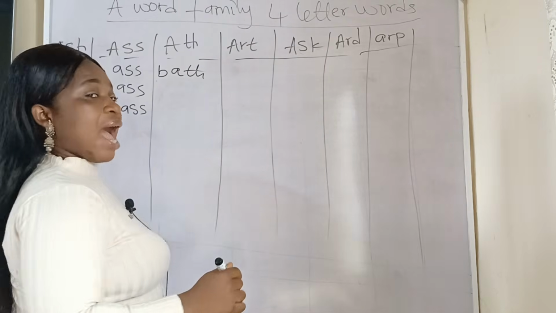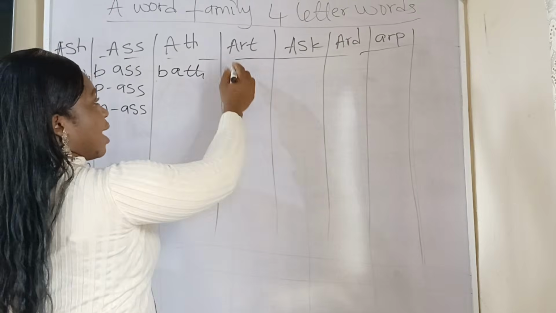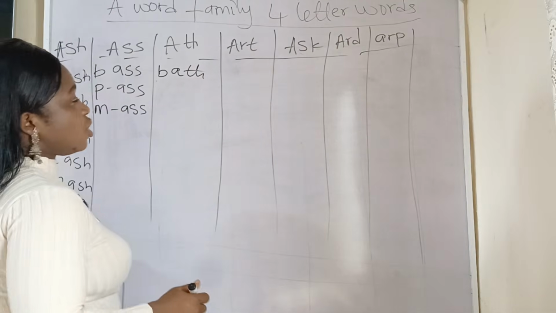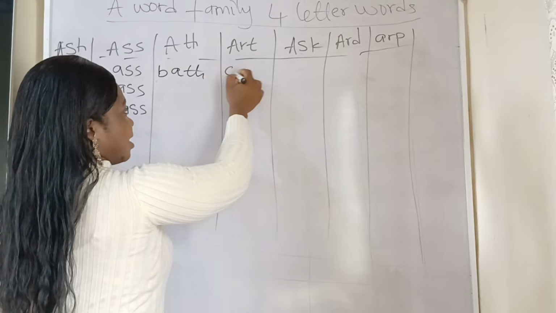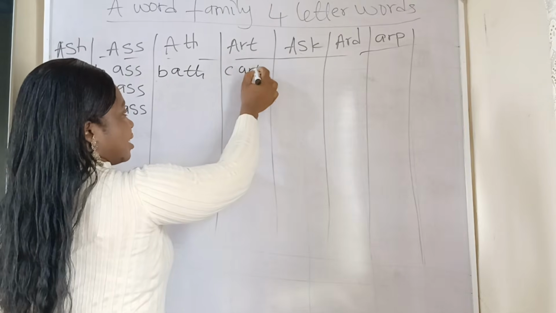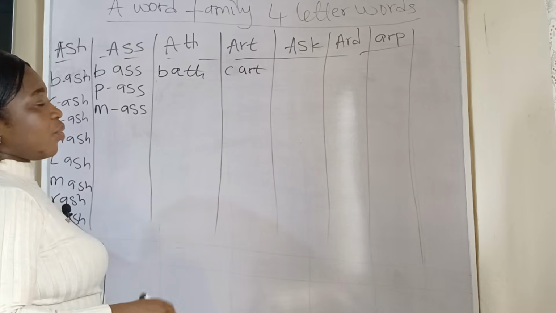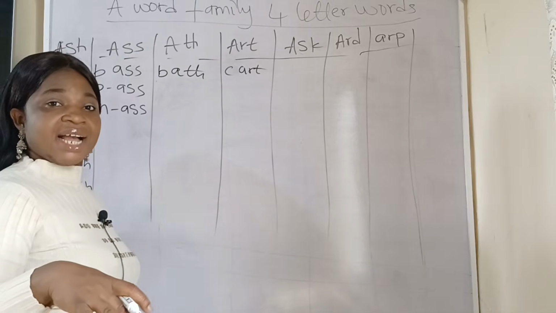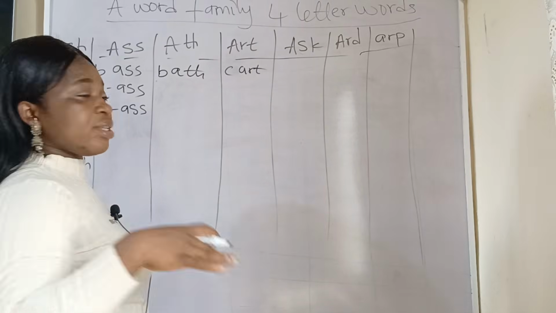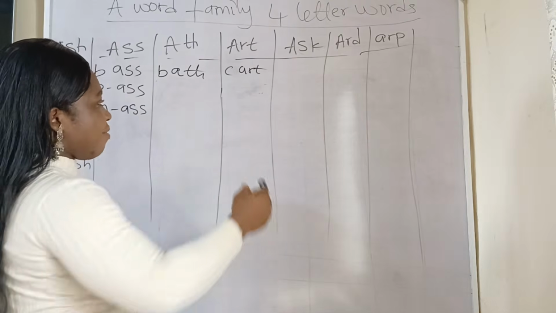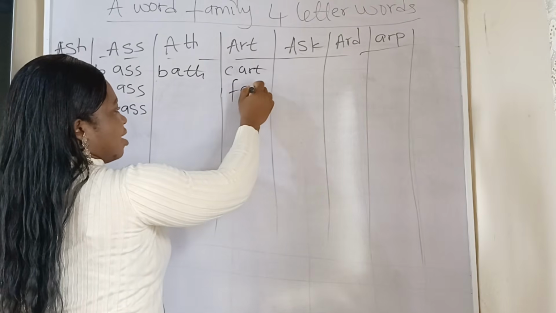Now we go to at. We have at. Okay, so if we add letter C, we have cat, that's cat. Okay, cat, it is not the cat of animal folk, we're talking about shopping cart. Okay, if we equally add F, we have fat.